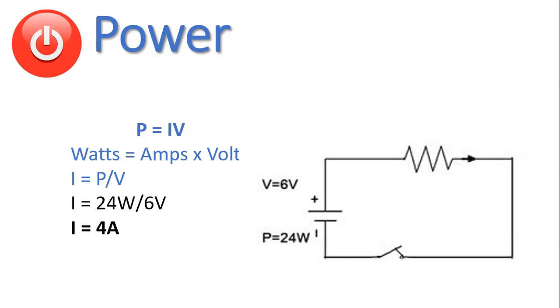Now, if we wanted to, we could go ahead and solve for this resistor, right? Because now we have 6 volts, we have 4 amps, now we have Ohm's law we could use to solve for the resistor in this circuit. So this is the kind of problems you'll be doing.